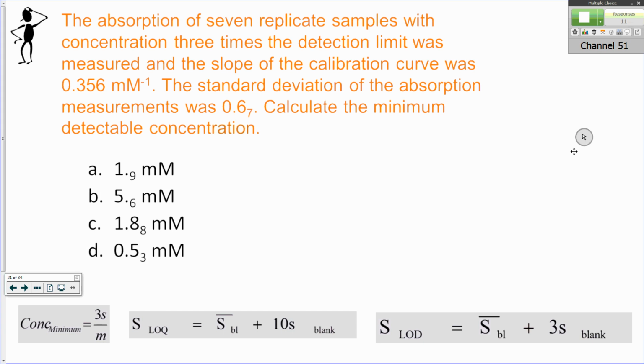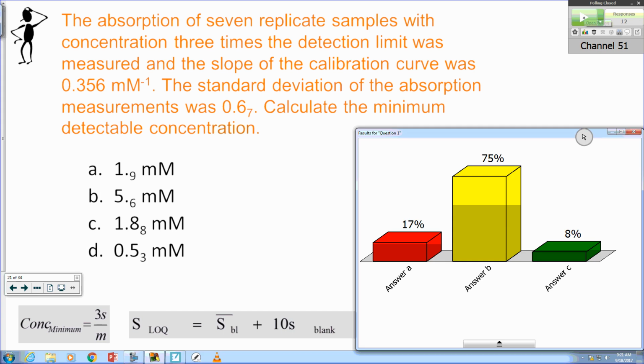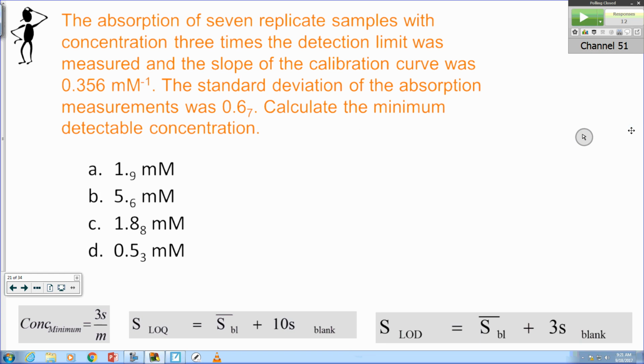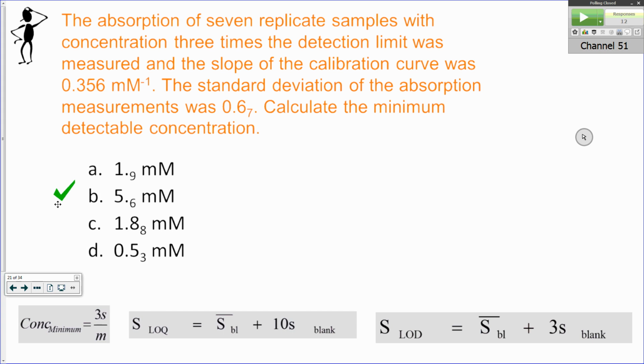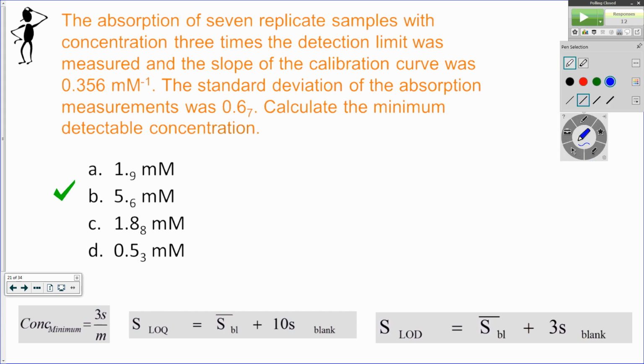One more. Okay, majority of you thought it was B. Let's see what we got. So it is B. So it's just recognizing which equation.